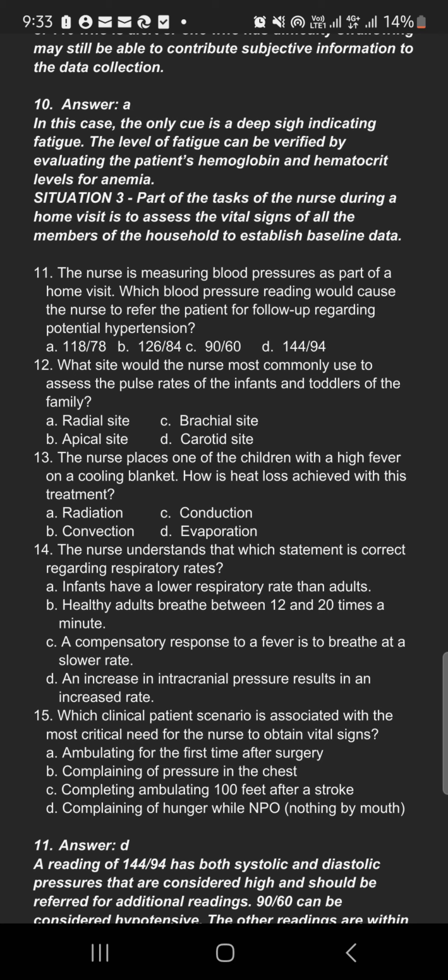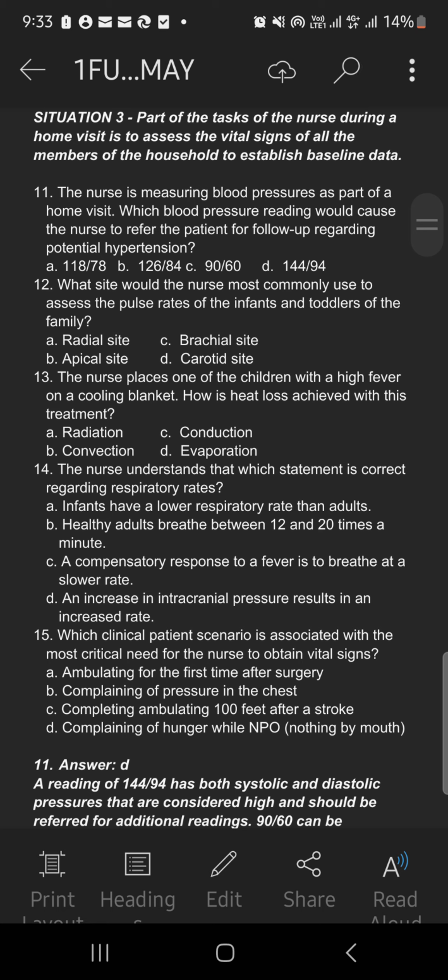Here is the number 11 question. The nurse is measuring blood pressure as part of the home visit. Which blood pressure reading would cause the nurse to refer the patient? The normal blood pressure is up to 130/90, and a reading higher than 140 could be on the level of stage 1 in the classification of stage 1.